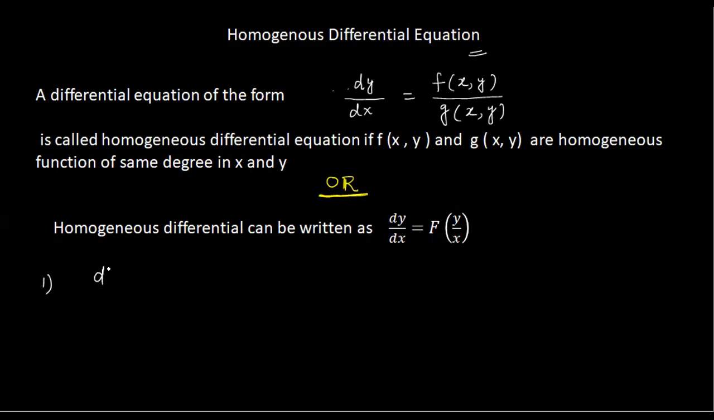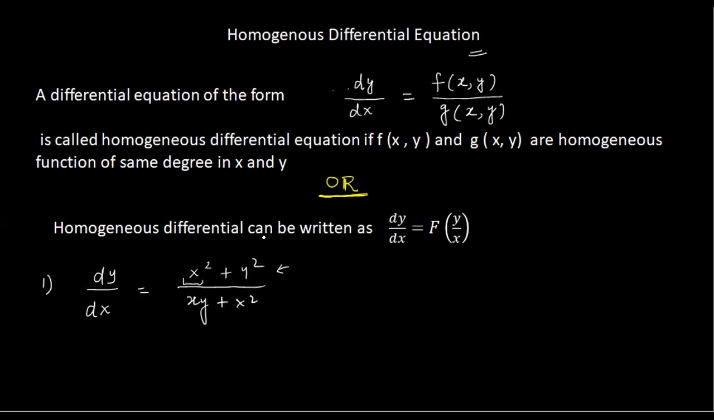Suppose we are solving a homogeneous differential equation dy over dx equal to x squared plus y squared over xy plus x squared. We can see our numerator is a homogeneous function of degree 2 because each term has degree 2. And our denominator is also a homogeneous function of degree 2. So our numerator and denominator both are homogeneous functions and both have degree 2. So this is a homogeneous differential equation.